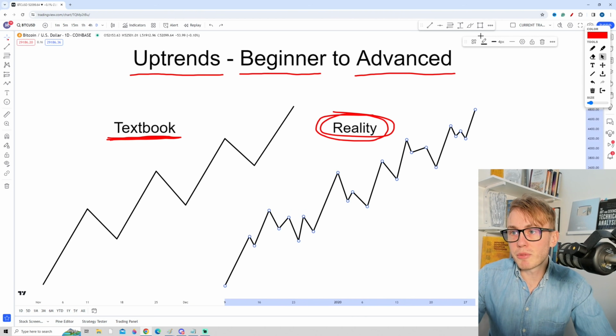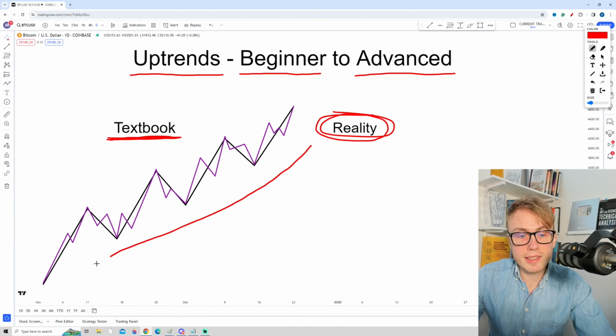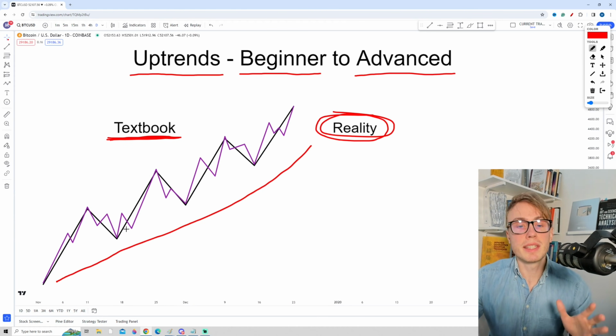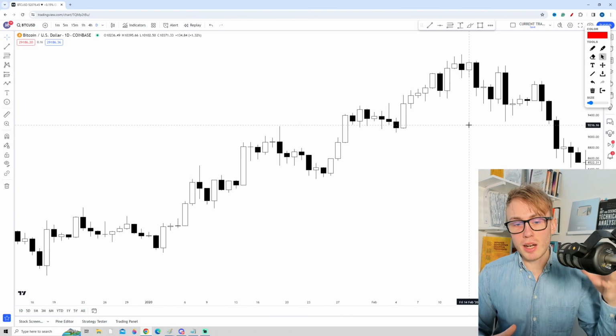And as we can see, if we just change the color of this trend right here, and drag this trend over the textbook example, we can see that they look exactly the same, but the purple trend here is simply a more realistic example of how the price moves in reality. So now let's take a look at a real chart.